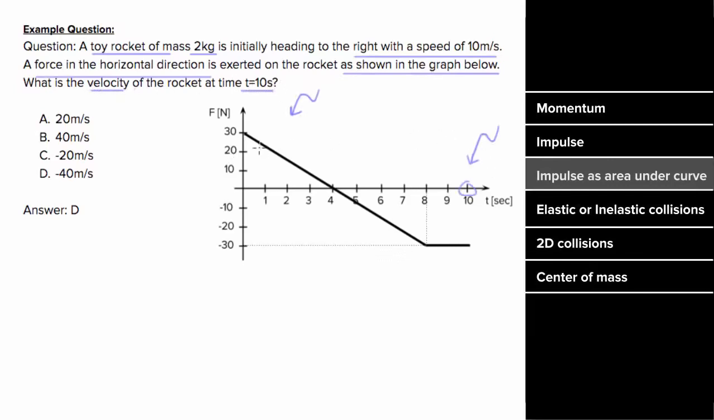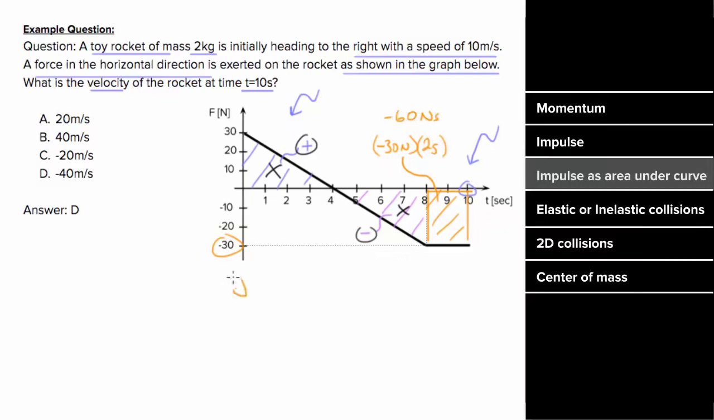To figure that out, we'll figure out the area under the curve. This triangle would count as positive area. This triangle would count as negative area. And since this triangle is just as positive as this triangle is negative, these areas cancel completely. And the only area we'd have to worry about is the area between 8 seconds and 10 seconds. This is going to end up being a negative area since the height of the rectangle is negative 30 and the width of the rectangle is going to be 2 seconds. This gives an impulse of negative 60 Newton seconds.